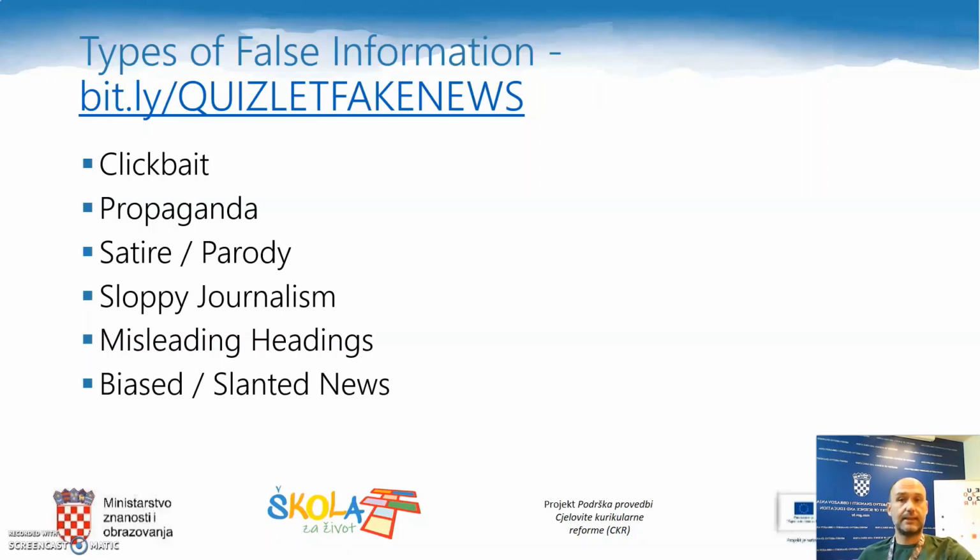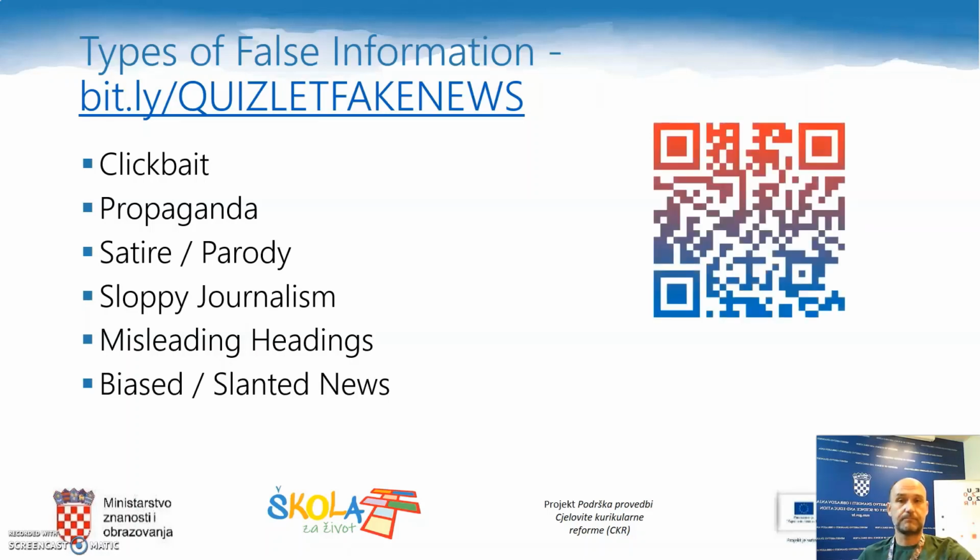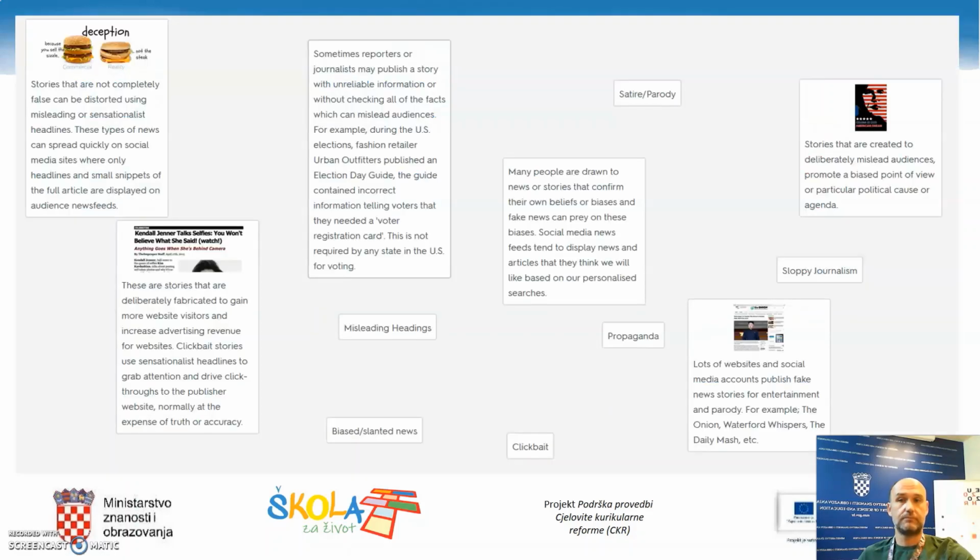So use the Quizlet link and try to find out what each of these 6 items is, learn about it, and try to do some quizzes where you can check your understanding of the terms. You can also follow the QR link if you want to do it on your mobile phone. So, misleading, bias, clickbait, propaganda, satire, parody, sloppy journalism.